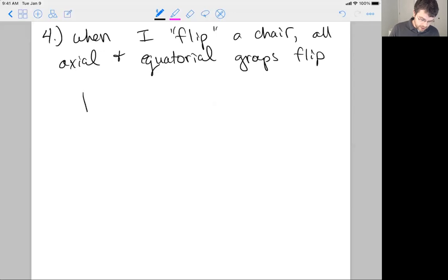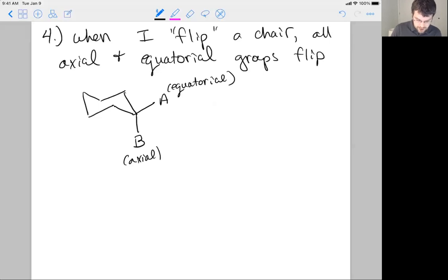Well, if I consider my chair structure from before, we have A and B. Now we can actually label these things. A is my equatorial position. B is my axial position. Do you see why? Well, B is axial because it's going straight down. Axial positions are either straight up or straight down. They're kind of aligned with some sort of axis out there. Equatorial, like the equator, is more horizontal. It's slanted, so it's not perfectly straight out.